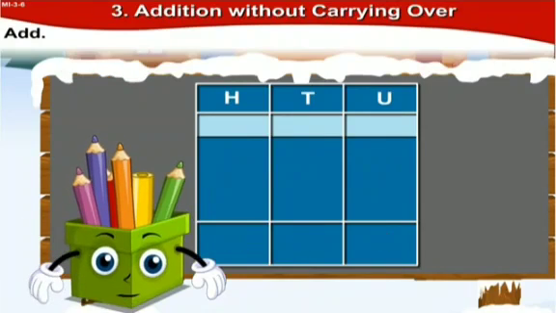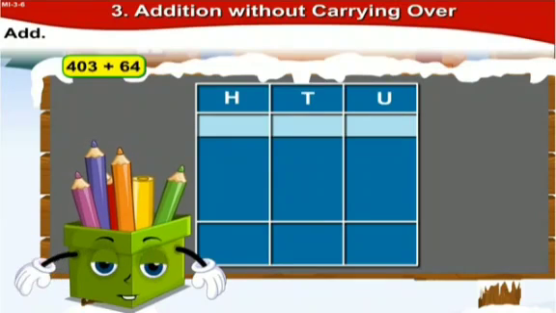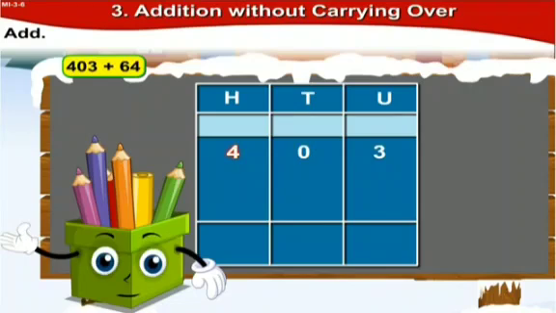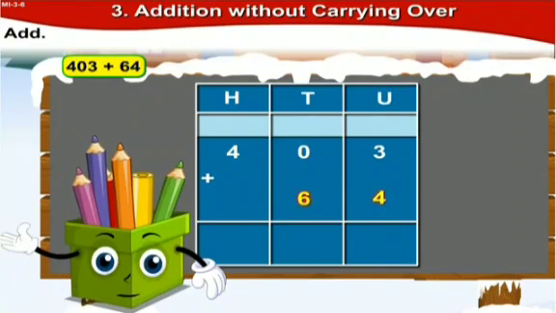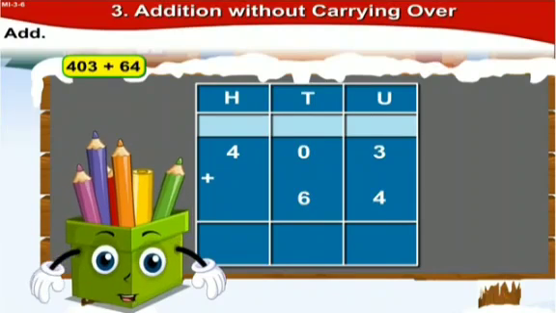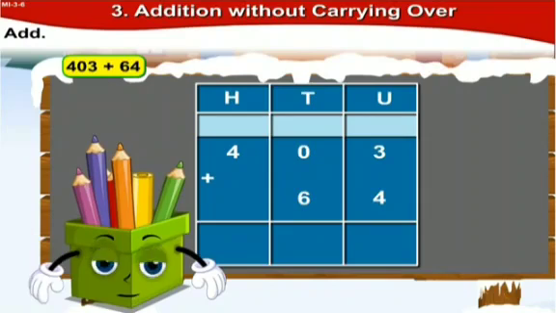Now the next sum. 403 plus 64. First we'll write hundreds, tens, units. 403 would be 400, 0 tens, 3 units, plus 64 would be 6 tens, 4 units. Once you arrange them vertically, let us begin our addition from the units column.